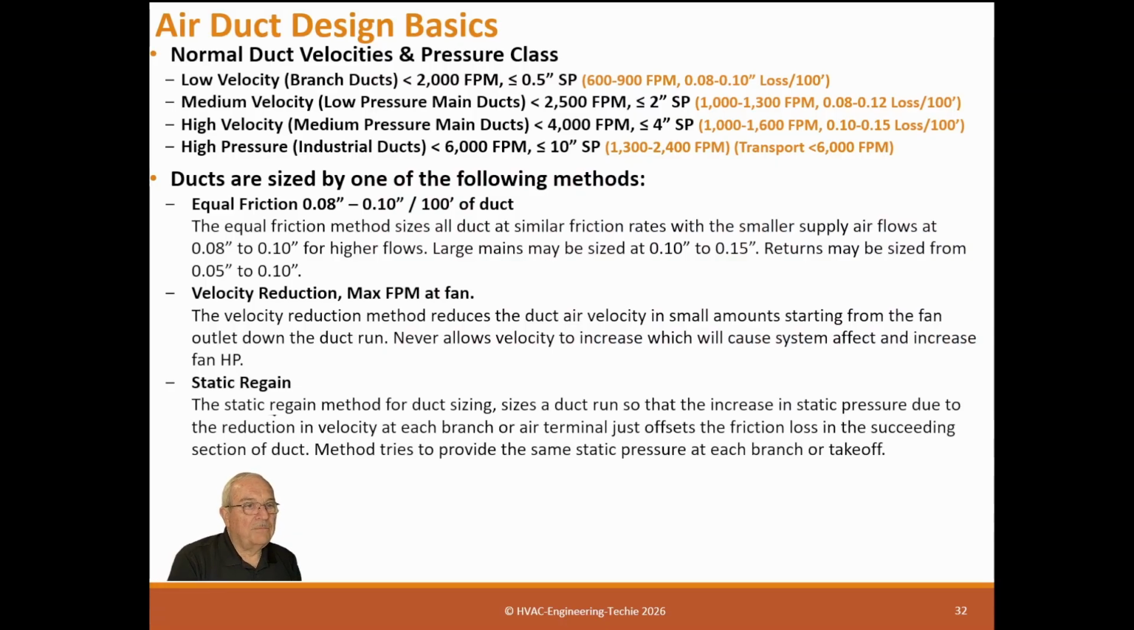So, static regain. The static regain method for duct sizing sizes the duct run so that the increase in static pressure due to the reduction in velocity at each branch or air terminal just offsets the friction loss in the next section of duct. This method tries to provide the same static pressure at each branch or takeoff. This is a good way to design duct. It's laborious if you're trying to do it manually because you have to do a lot of calculations, but they do have static regain duct sizing programs that will size it for you and regain.